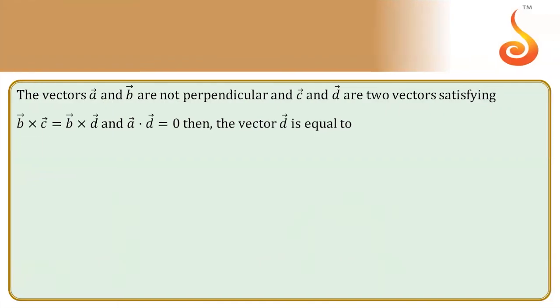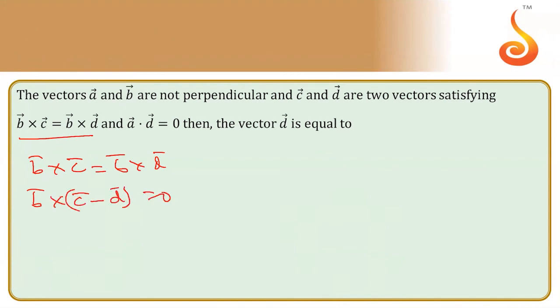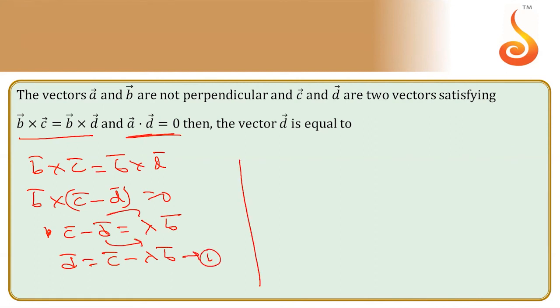So here the question is B cross C equal to B cross D is given. So B cross (C minus D) equal to 0. They're asking the D value. So here C minus D equal to lambda B bar, they are parallel vectors. Therefore D equal to C minus lambda B bar. I'm taking D this side, this one that side. Just take this as equation 1, and A dot D equal 0. From that you will get the lambda value.